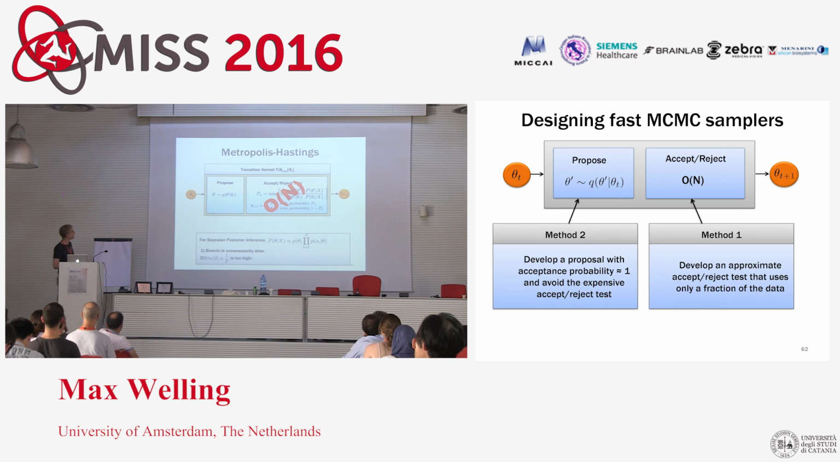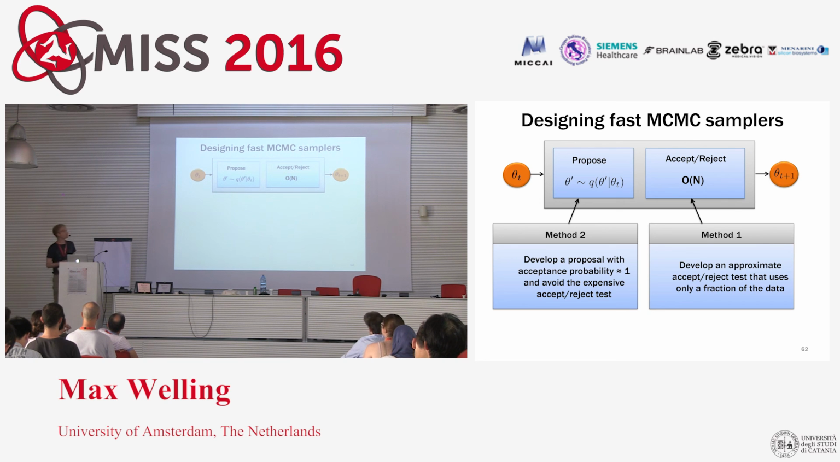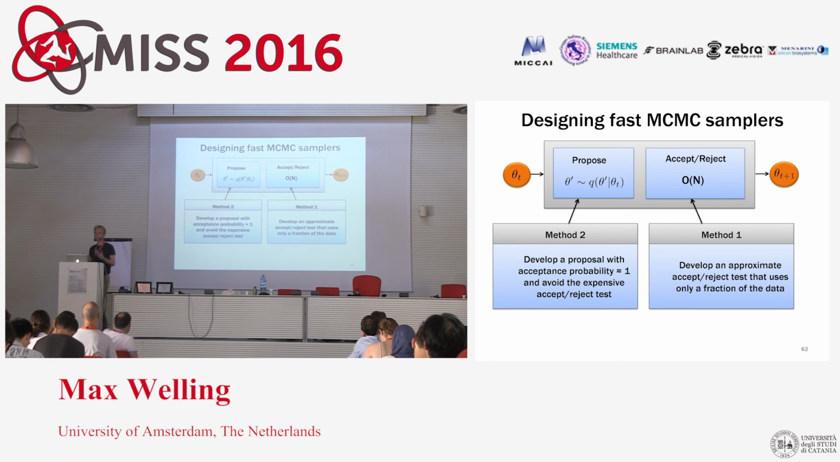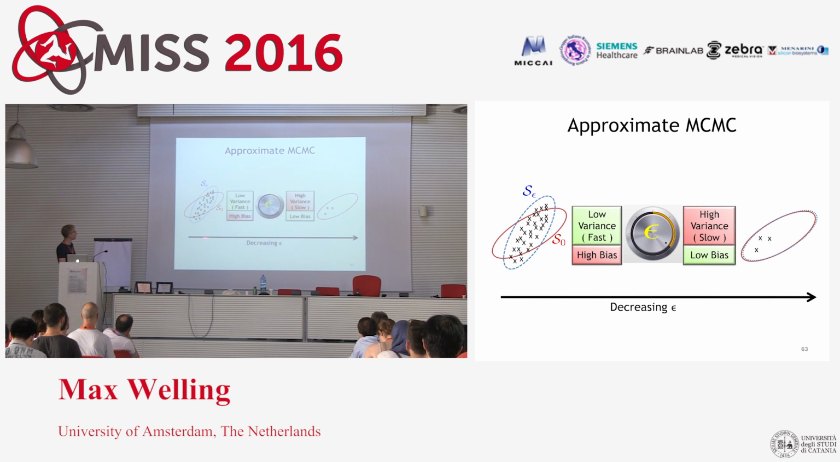And there are some other things that we won't discuss now. Okay, so can we do something about this? That's the question now. There are two methods that we can try to develop. The first one is to say, maybe we can do this accept-reject test approximately. Maybe we can just say, let's not look at all the data in order to accept or reject the new sample. Or we can try to have some sort of proposal distribution that's so smart that I will always accept, and then make an approximation and evaluate this on a small number of data cases.